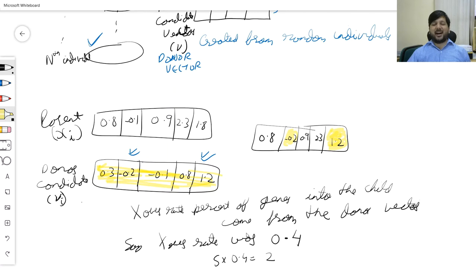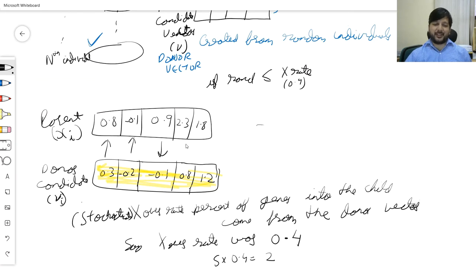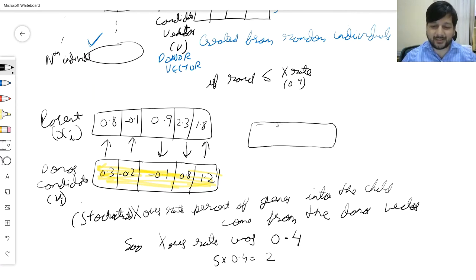Now, this should not be a hard and fast rule that exactly this many come from the donor. So I say that stochastically, crossover rate percentage of genes should come from the donor and others from the parent. And let's repeat the steps. So I say, if a random number is less than or equal to the crossover rate, then they come from the donor, otherwise they come from the parent. So let's say the first time the random number wasn't less than 0.4, so it comes from the parent. Second time also it wasn't less than 0.4. Third time it was less than 0.4. Fourth time also it was less than 0.4. Fifth time it wasn't, so it comes from the parent vector.